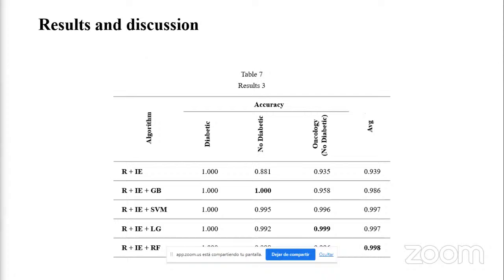In the final part, we combined the rules with information extraction and with the model. For the diabetic data set, all of them had the best precision. And for the non-diabetic data set, this combination has the best performance. For the oncologic data set, which for us is non-diabetic, logistic regression combined with the rules and information extraction had the best performance, and for the best average result, random forest combined with rules and information extraction.